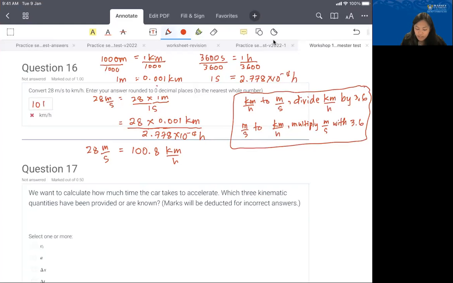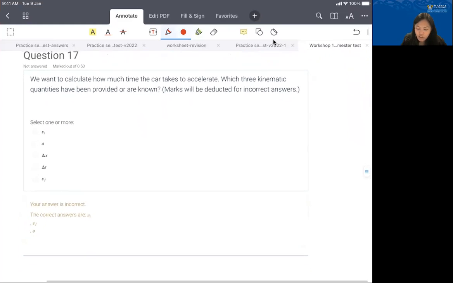Right, next, we want to calculate how much time the car takes to accelerate. Which 3 kinematic quantities have been provided or are known? Marks will be deducted for incorrect answers, so you need to select how many quantities have been given or implied in the question. For any kinematic problem, we always fill out this table of facts that will help us visualize what's given, what's not given, and what we want to find.